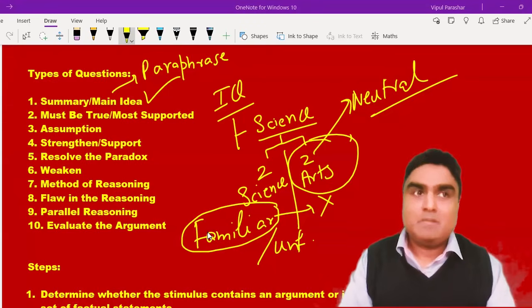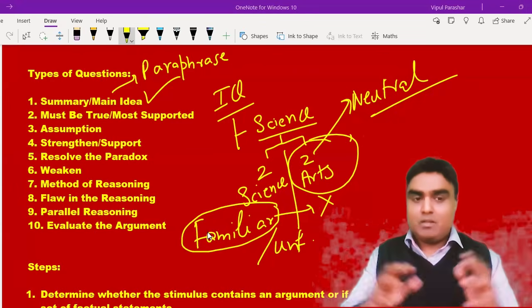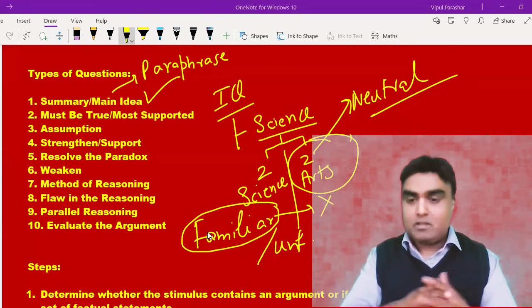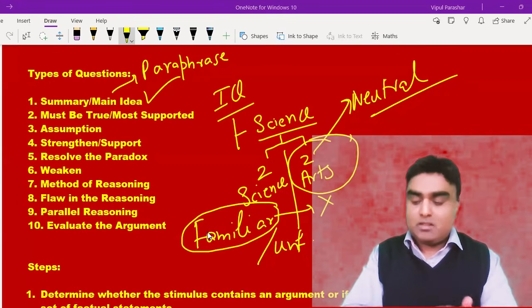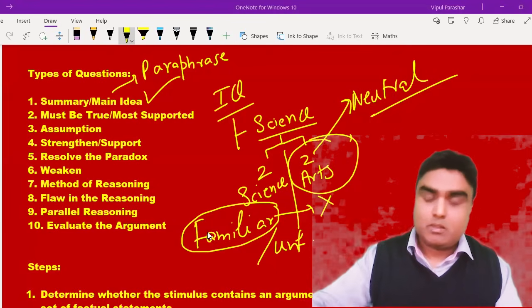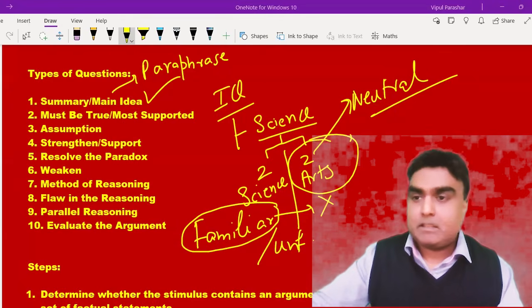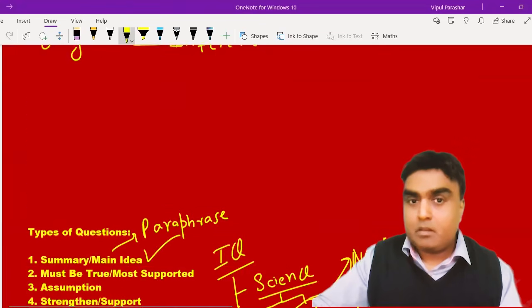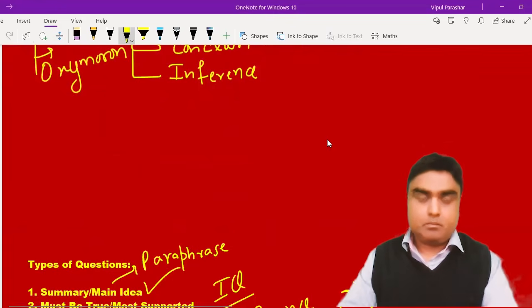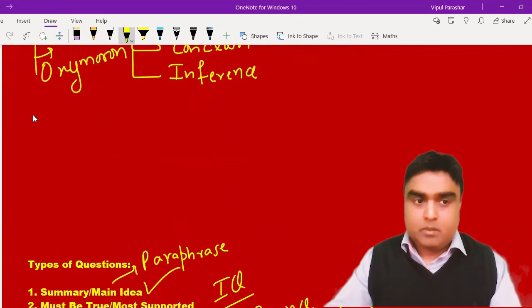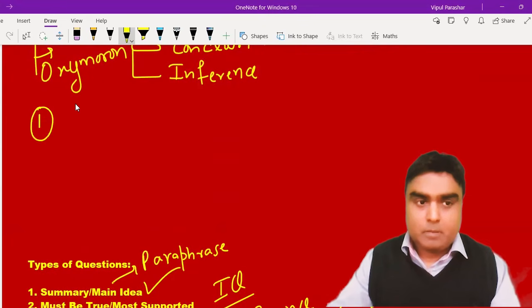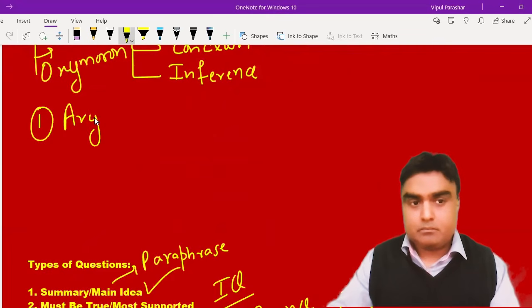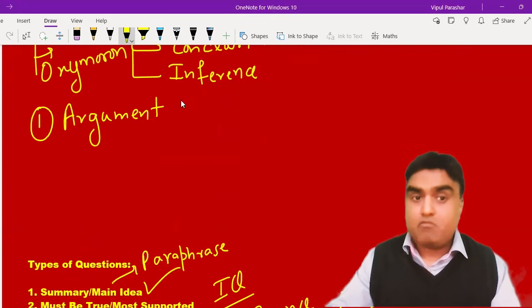Achha, okay. See, when you're in the argument, as I move further, I'll put you into the steps of doing critical reasoning. In that step, I'll be talking about one thing called structure. Let me first tell you what the point is. The very first step in critical reasoning is to understand whether it is an argument or it is a fact-based passage, whatever the thing you're saying.